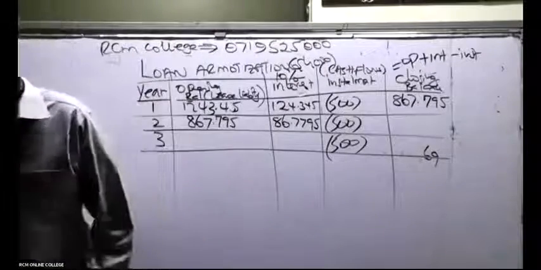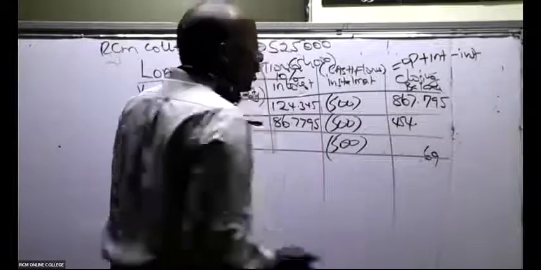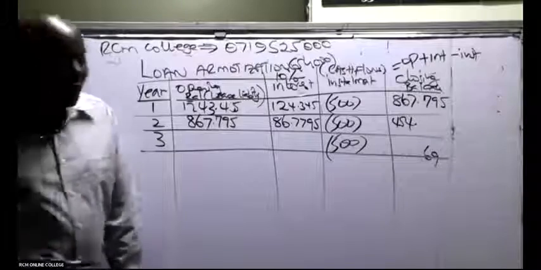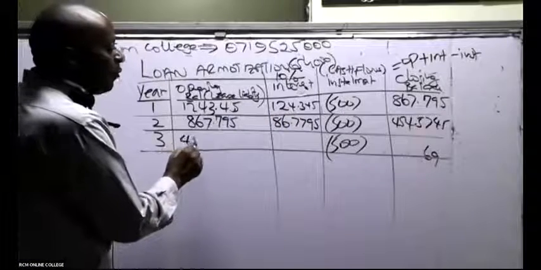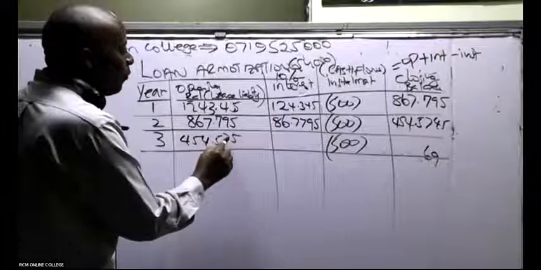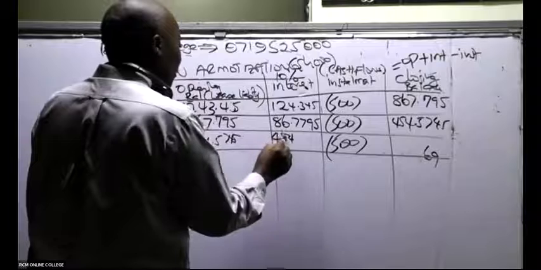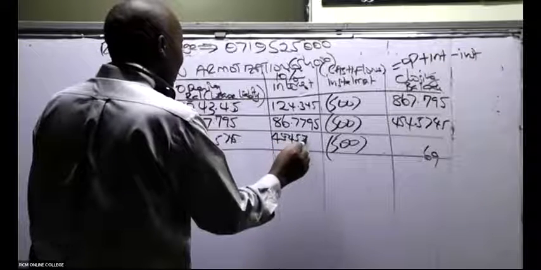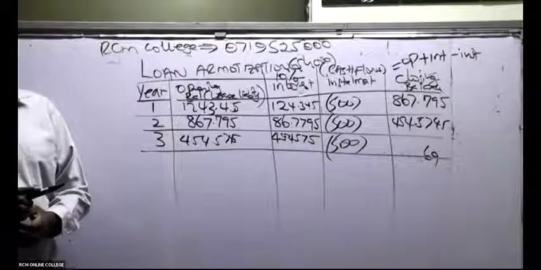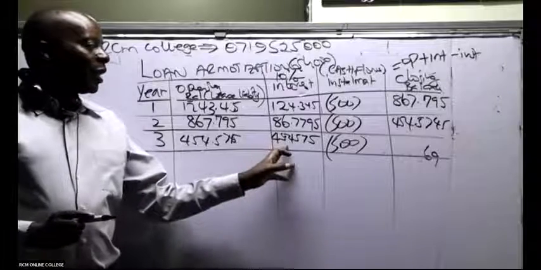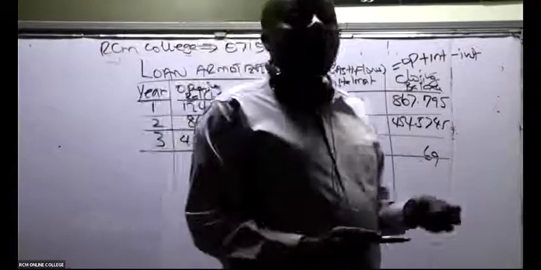So we are getting a figure of 454.5745. This is what I bring as the opening. 10% of this will be 45.4575, if we round off to 4 decimal places. So it will be this plus this interest minus 500. These things should be able to amortize to 0.